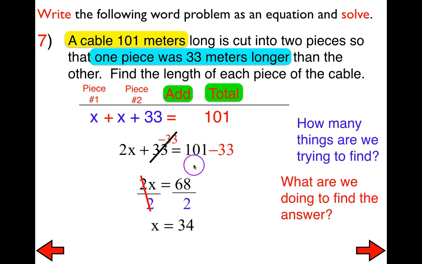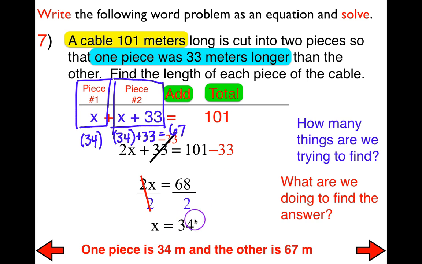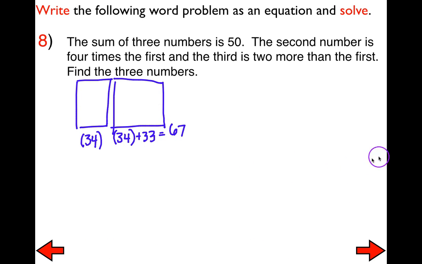They want to know what the two lengths of the pieces are. So here, piece 1 was x. So all I'm going to do is plug in 34 in for my x value. So piece number 1 was 34. Piece 2 was x plus 33. So here I'm going to substitute my value in for x yet again, and then just drop down the plus 33. So in this case, piece number 2 is 67 meters. So I'm going to go ahead and answer my question and say that the two pieces were 34 meters and 67 meters. Okay. Now we're just going to go ahead and move on to our next example.